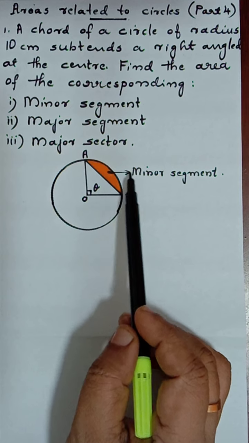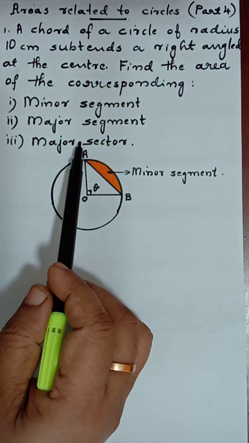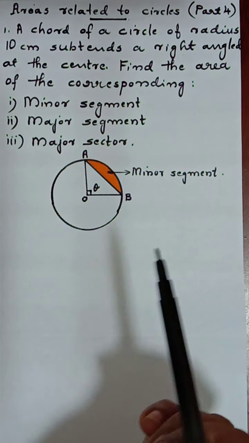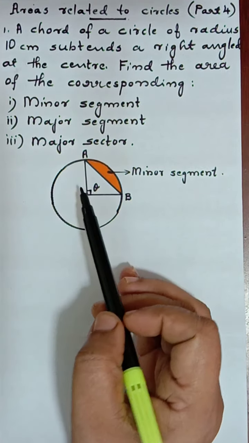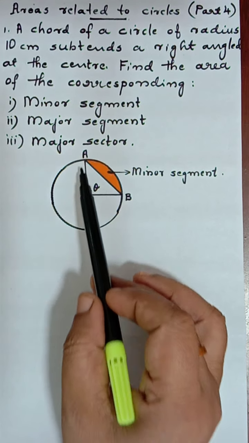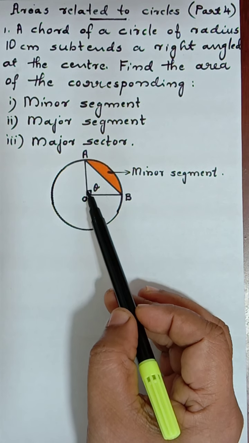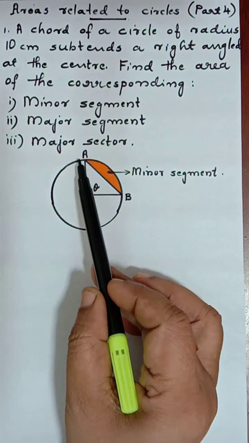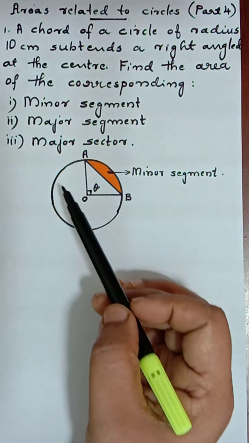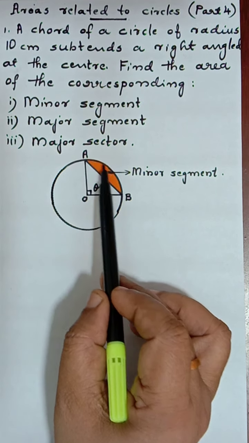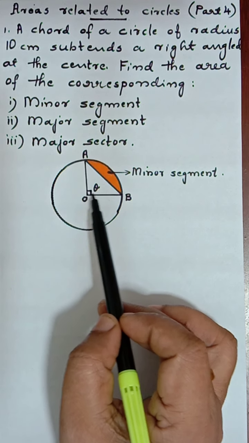So we have to find out what is minor segment, what is major segment, and what is major sector. Here we have two sectors. Here how we will find out sector? Here we have AOB. AOB, it's a quadrant. 1/4 of the circle it is, because 90 degree angle is formed. So this AOB, this is a sector. This is minor sector, AOB. Sector is a portion from the center it is.